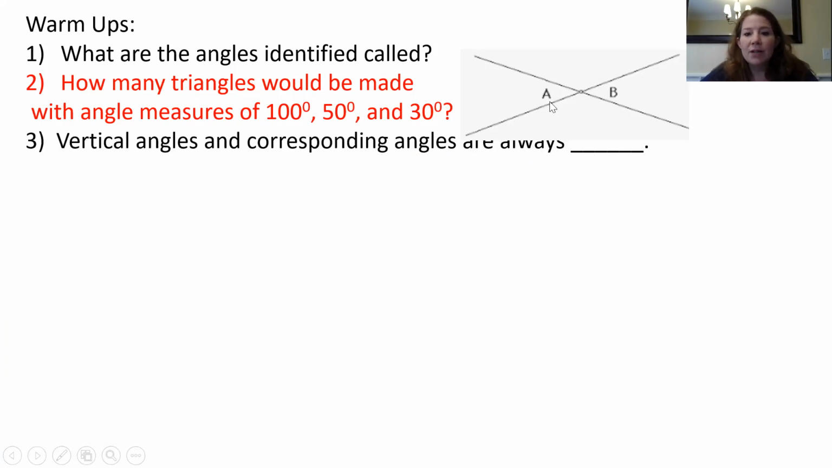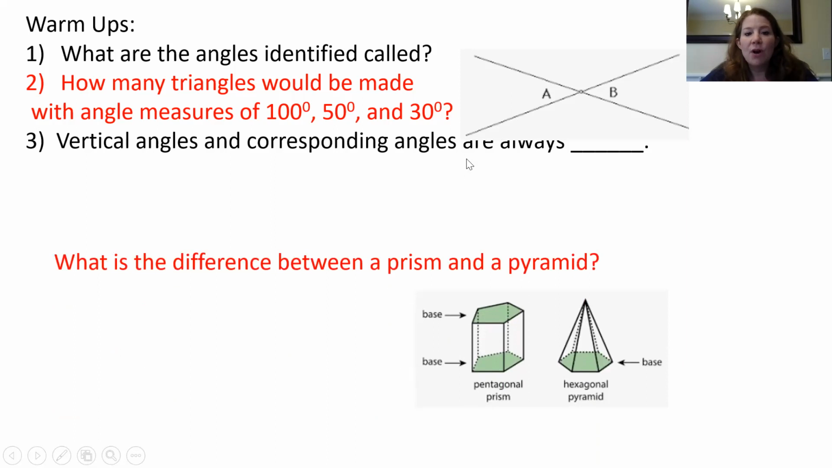And then number 3, I already gave you the answer. Vertical angles are always congruent. Vertical angles and corresponding angles are always congruent.